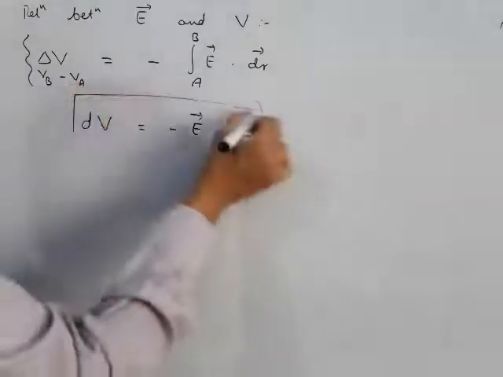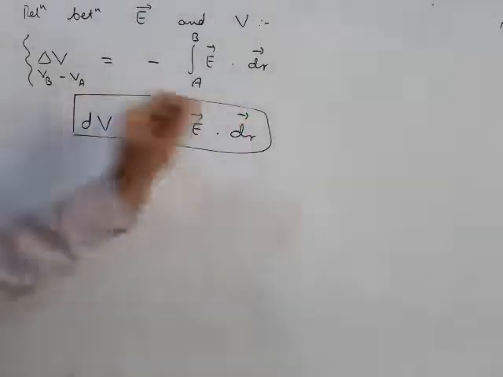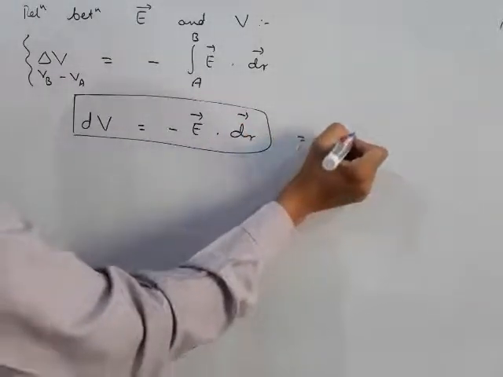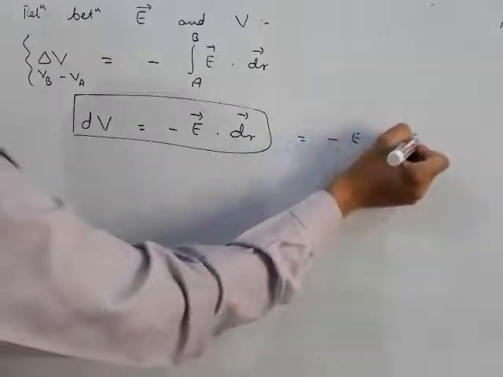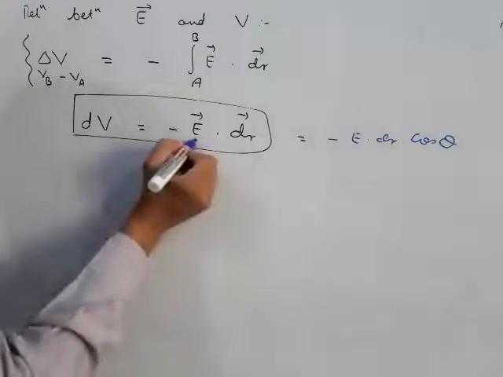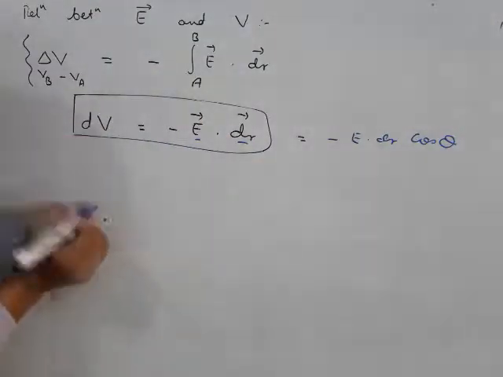This is the relationship between potential and electric field in a particular region. But we would like to devote some time on this particular relation. We shall try to understand the hidden information within this particular equation. This equation we can write like this: minus E times dr times cos theta, where theta is the angle between these two vectors, E vector and dr vector. Suppose there is some point.